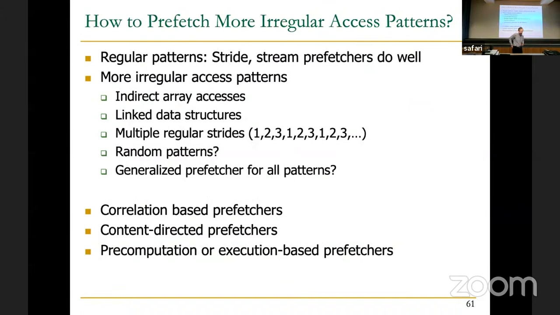Okay, maybe this is a good time to take a break, let's say. Let me see. I think it's a good time to take a break. Any questions before we take a break? Now, after the break, we're going to go into a lot less regular access patterns. So let's take a break until 3 p.m. So you have more time to stretch. We'll continue with many interesting ideas.